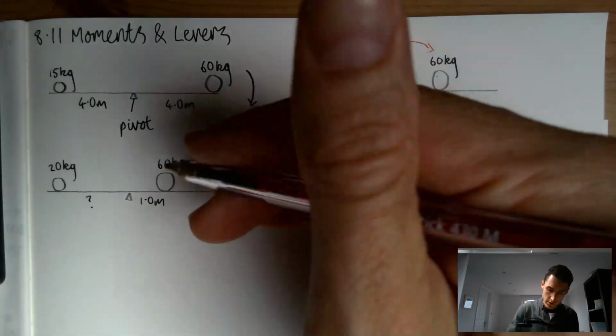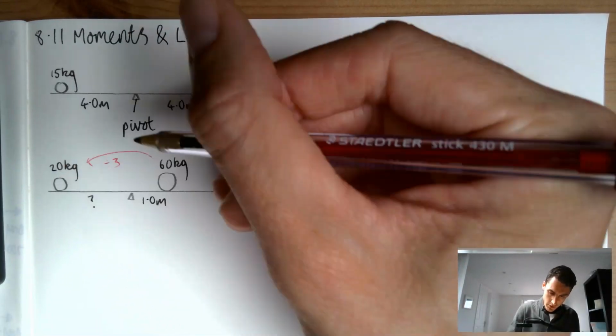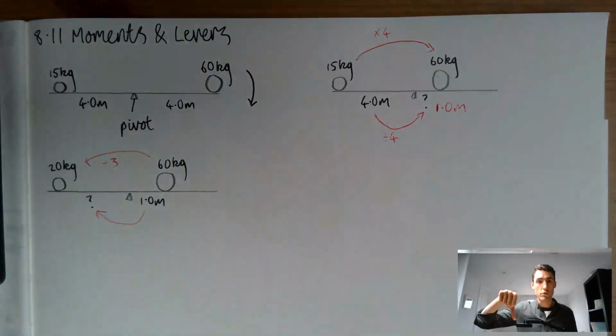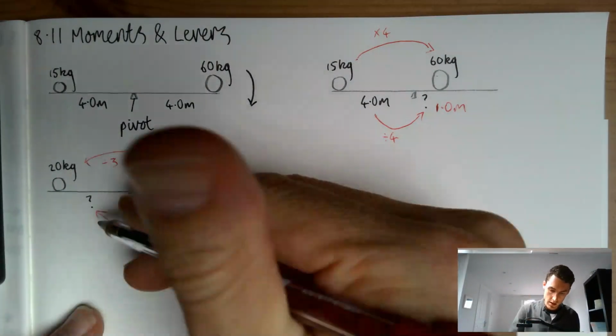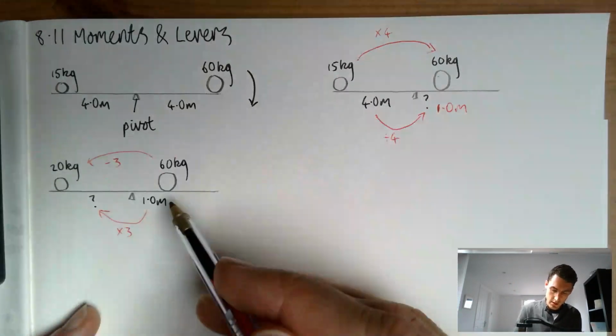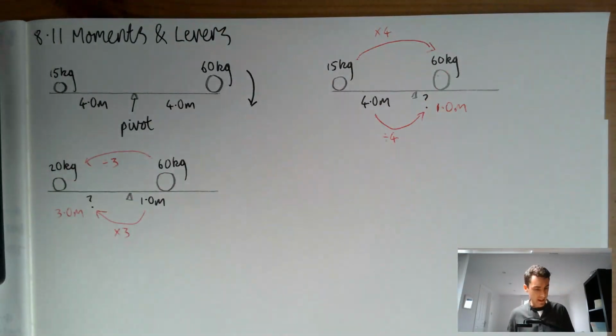And again, now we're just doing the same thing in reverse. We're going to say, well, that has got 3 times smaller. So is this going to have to get 3 times bigger or smaller? It's going to have to get 3 times bigger. So the answer here, this person's going to have to sit 3 meters away.